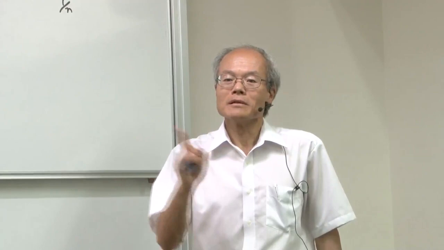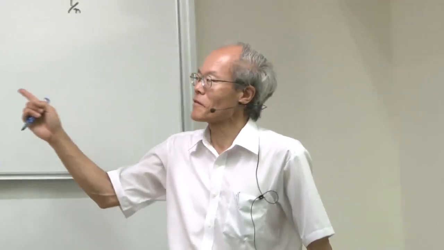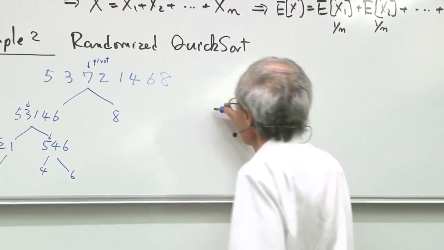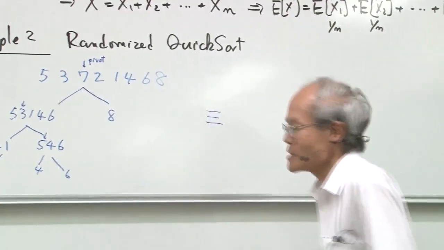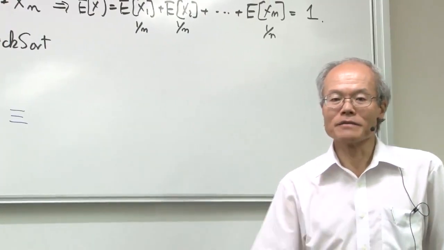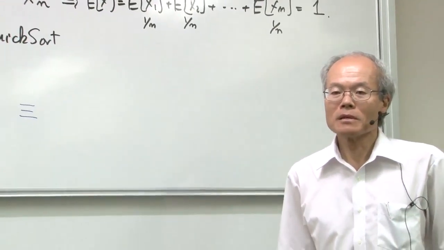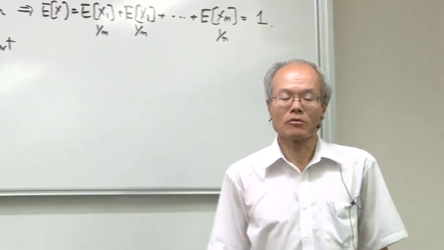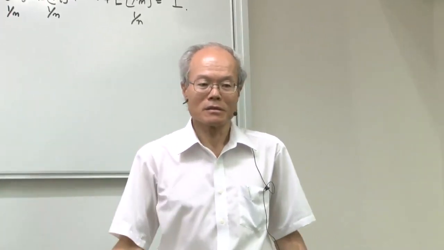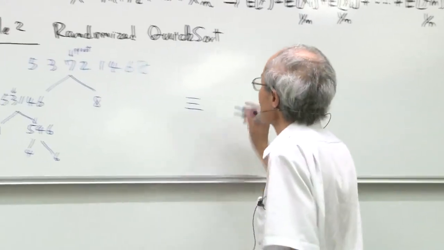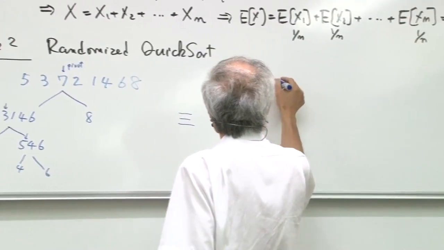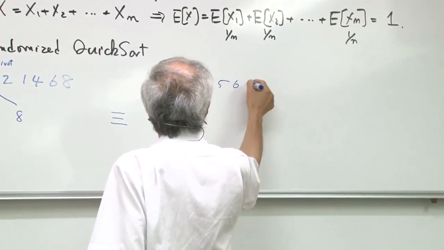So let's look at this sorting process. Of course, it's a kind of random sequence. But for the analysis of quicksort, we can assume that the given sequence is already sorted. Nothing is different. I'll show you. Suppose that the sequence is already sorted: 1, 2, 3, 4, 5, 6, 7, 8.